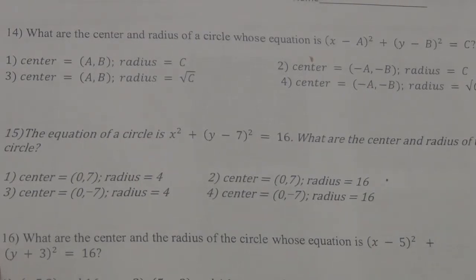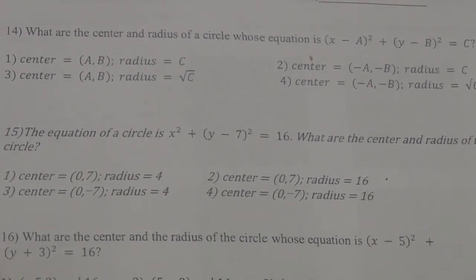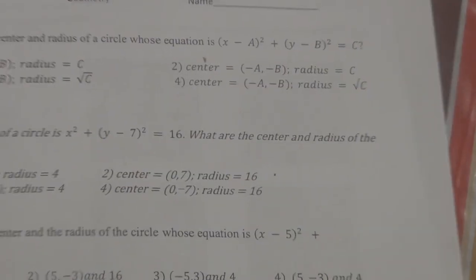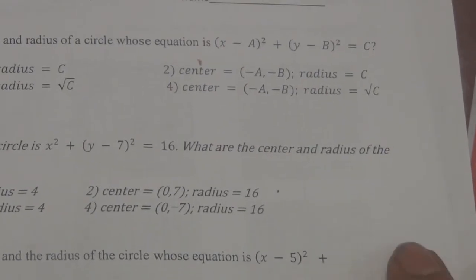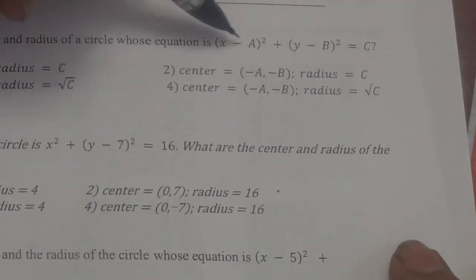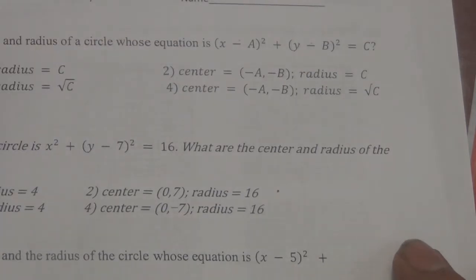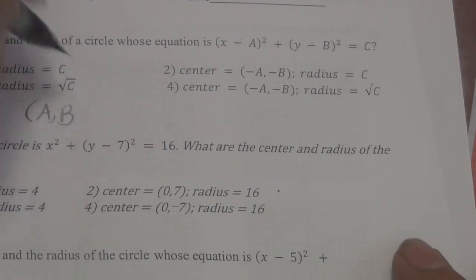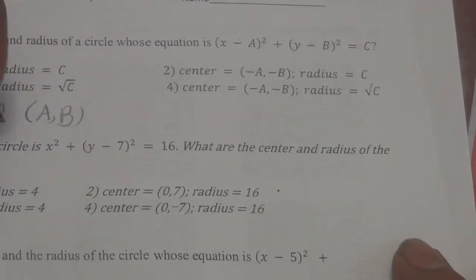So what are the center and radius of a circle whose equation is, and you got the equation right here. Okay. So I know what the center is. The center here is going to be positive A and positive B. So the coordinates of the center are going to be A comma B.